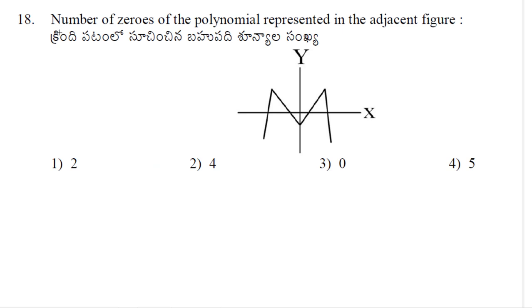Number of zeros of the polynomial represented in the adjacent figure. To find out the number of zeros, we need to find out how many times the graph is intersecting x-axis. Here 1, 2, 3, 4. 4 times the graph is intersecting x-axis. That means it has 4 zeros. So option 2 is correct.